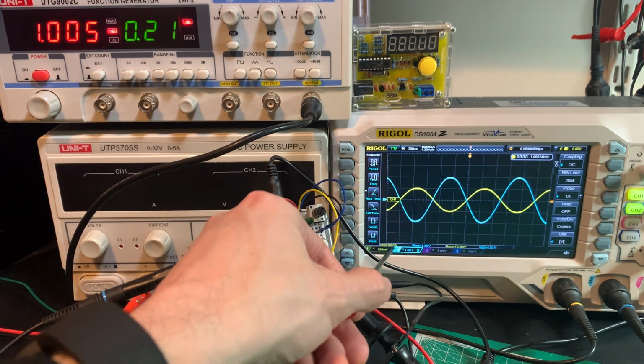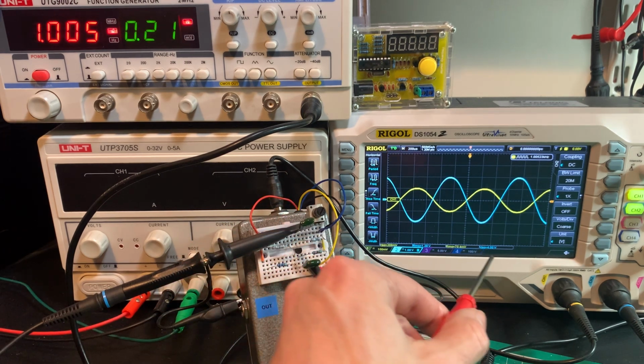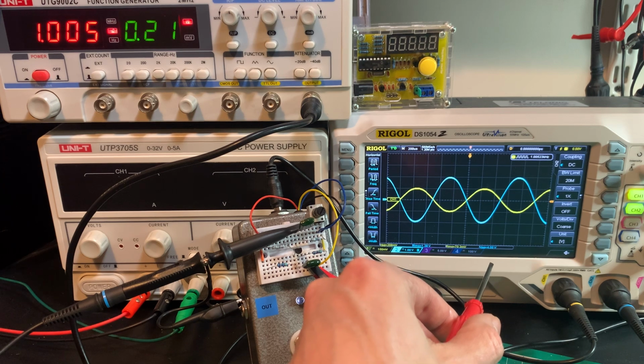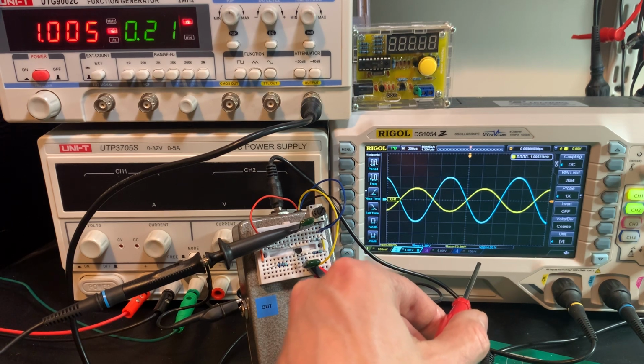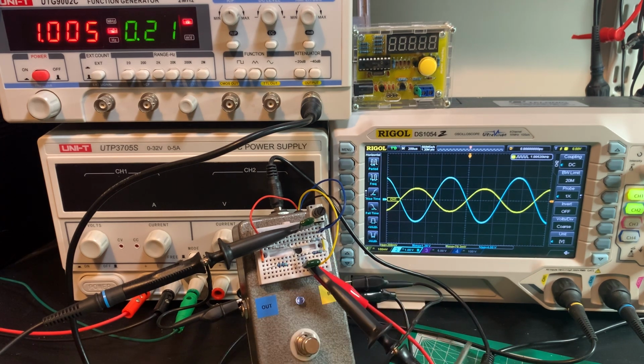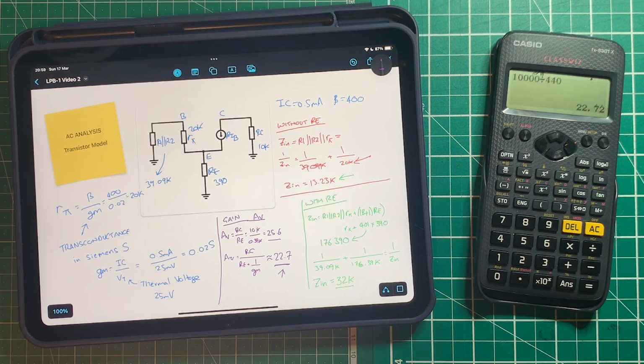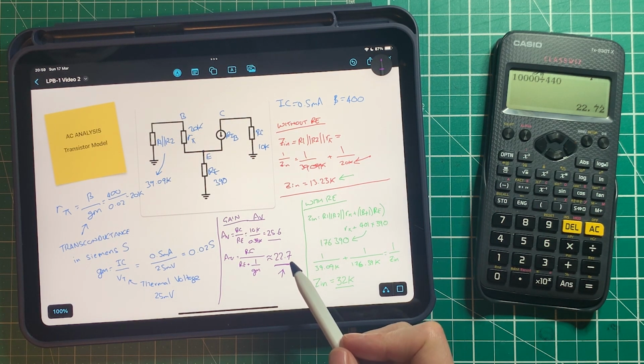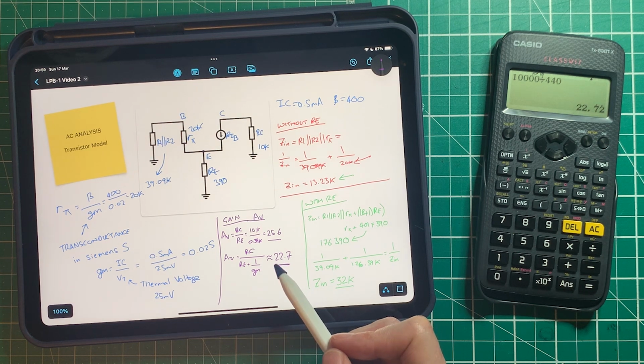It goes up and down occasionally, and we're getting about 4 volts peak to peak out. So that's a voltage gain of 20 actually, but it's closer to the 22 that we just calculated rather than the 25 that we had during our DC analysis. So we're much closer to this gain than we are to this gain. So this is giving us a much more accurate estimation of what the gain is of our circuit.